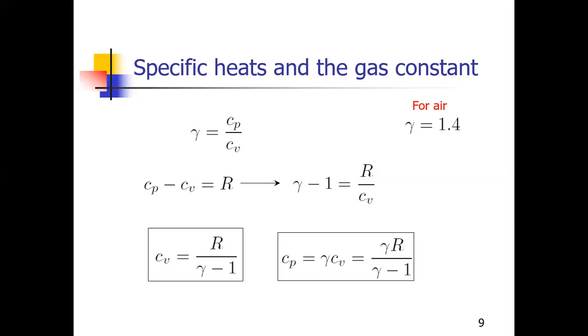Okay. Question. Why is Cp larger than Cv? We can see that because gamma is larger than 1. Why is Cp larger than Cv? Can anybody answer this question?